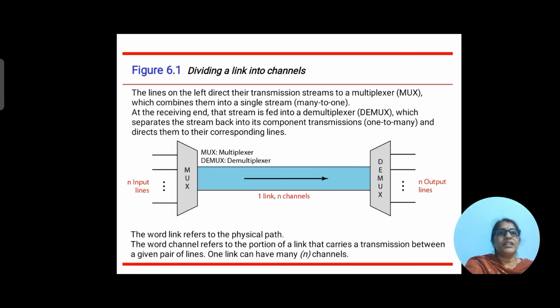So the lines on the left direct transmission streams to a multiplexer, MUX, which combines them into a single stream, many to one. At the receiving end, the stream is fed into a demultiplexer, that is DEMUX, which separates the stream back into its component transmissions, one to many, and directs them to their corresponding lines.